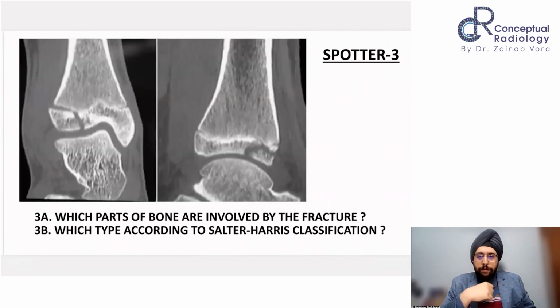Now you have to tell me what parts of the bone, firstly, are involved by this fracture. So the parts of bone include your diaphysis, metaphysis, like that. And what is the type according to Salter Harris?